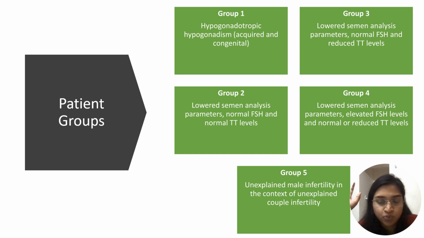There are 5 patient groups. Group 1 is hypogonadotrophic hypogonadism. It can be congenital or acquired. Group 4 is hypergonadotrophic hypogonadism, that is lower semen analysis parameters, elevated FSH levels, and normal or reduced testosterone levels. Group 5 is unexplained male infertility in the context of unexplained couple infertility. In group 2, only one parameter is abnormal, that is lower semen analysis parameters, rest FSH and testosterone levels are normal. In group 3, 2 parameters are abnormal, that is lower semen analysis parameters, reduced testosterone levels with normal FSH.